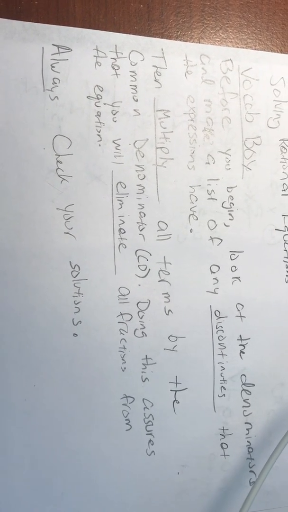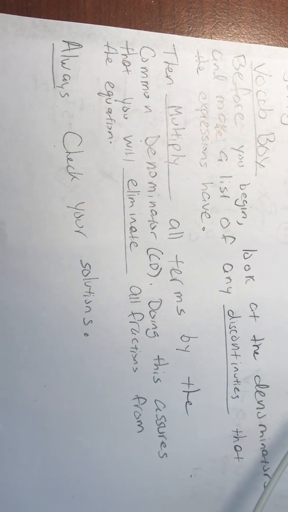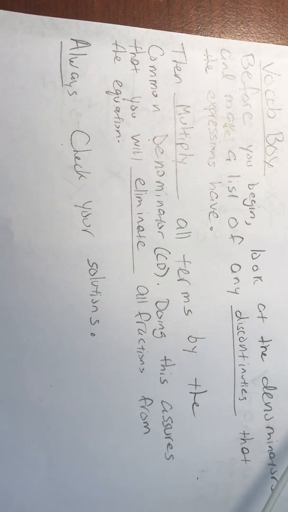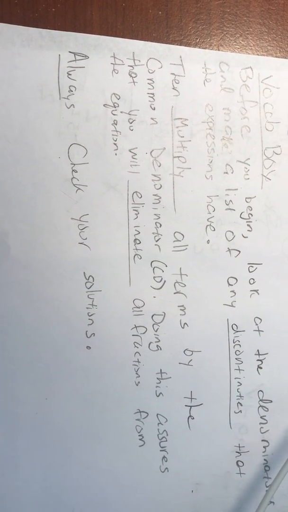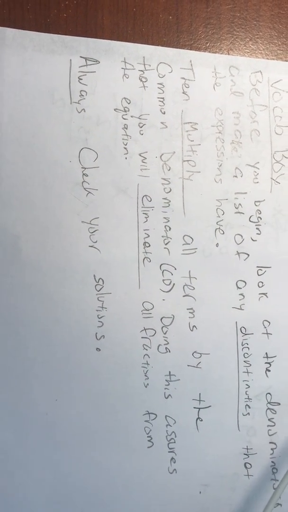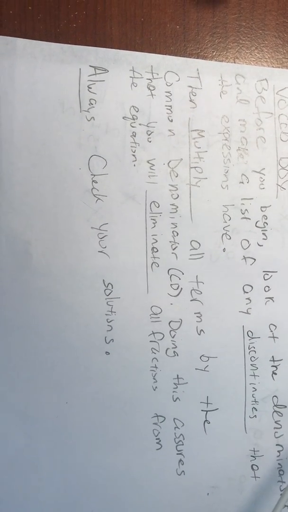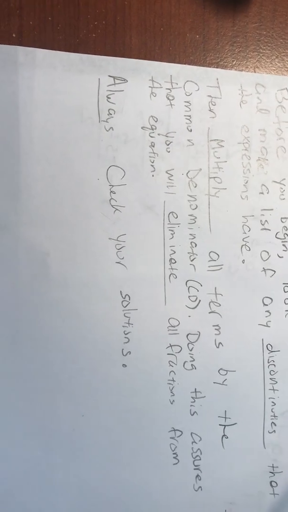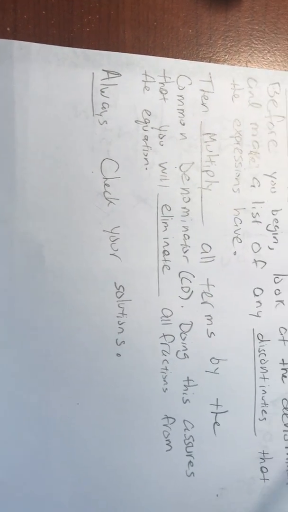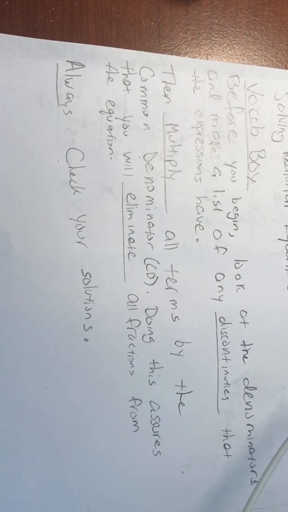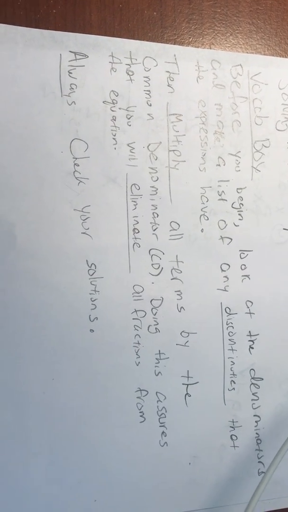Before you begin, you look at the denominators and make a list of any discontinuities that these expressions may have. That comes from last week's lessons 46 and 47. And then we multiply all the terms by the common denominator, or the CD. Doing this assures that you eliminate all fractions from the equation, and you will always, as I've mentioned many times, check your solution. So go ahead and pause this at this part, and when you get a chance and are done, you can move on to this video.